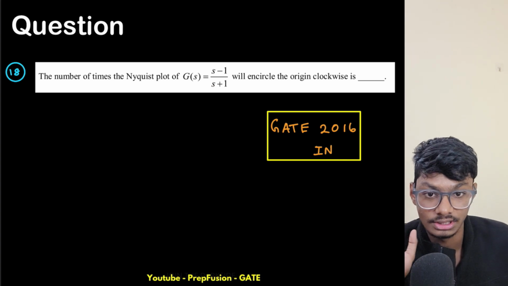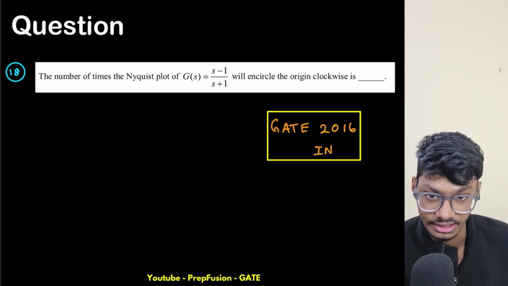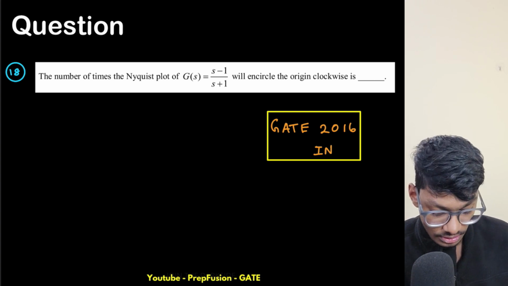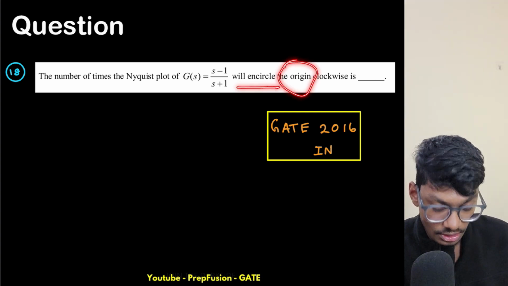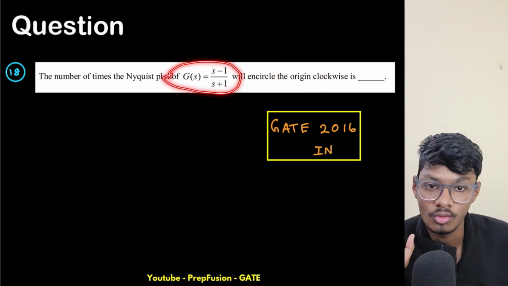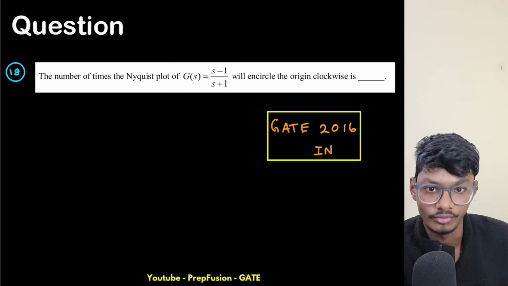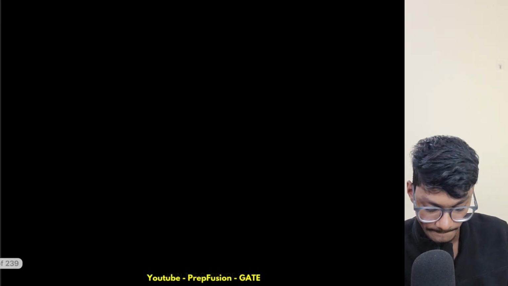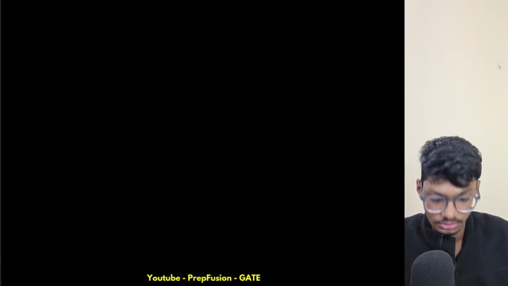Now what is the difference here? There it was telling me will encircle the (-1, 0) point. Here it is telling me when it will encircle the origin. If it is telling me about the origin, I will only care about the OLTF, not the 1 + G(s). If it had asked about (-1, 0), then I would have to write 1 + G(s). So simple, we'll use that formula.